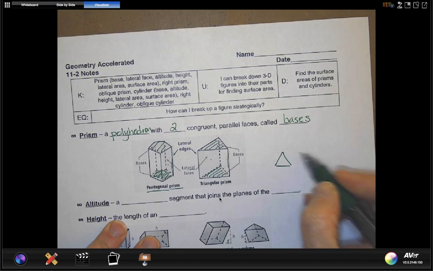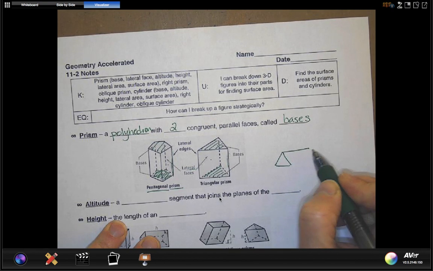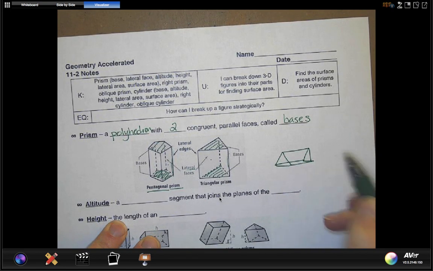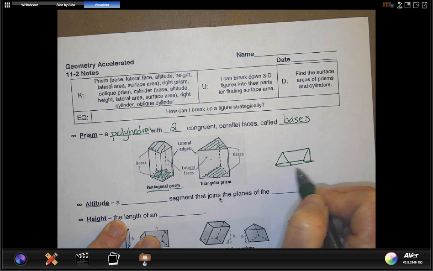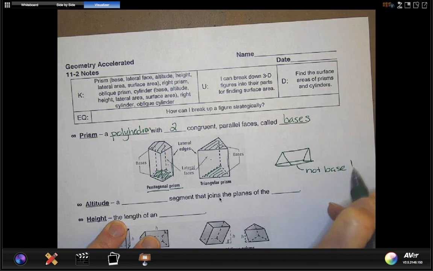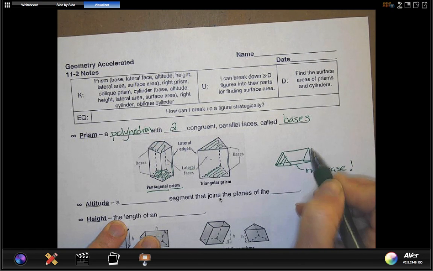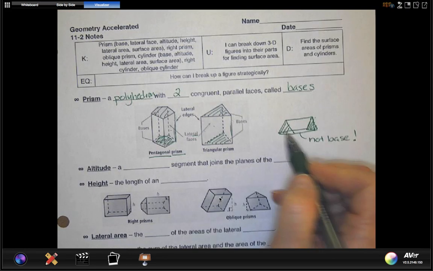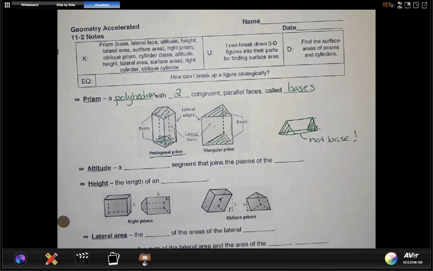Sometimes kids get confused. If I had a prism like this, some kids try to say that this is the base. Remember, the base always has to have the parallel faces. So in this one right here, those 2 triangles would be my parallel faces. So those would be my 2 bases, okay?